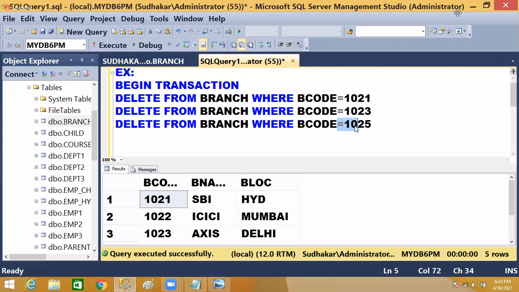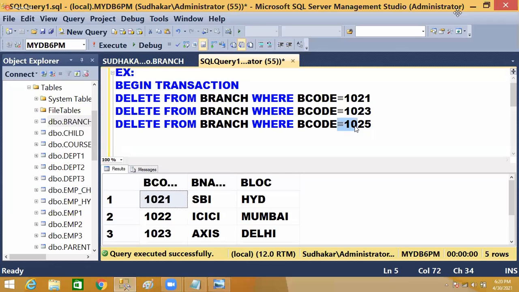In these cases, if I use rollback, all are rolled back. If I use commit, all are committed. But my requirement is that I want to roll back specific row data into my table. How can we do that for specific row data?